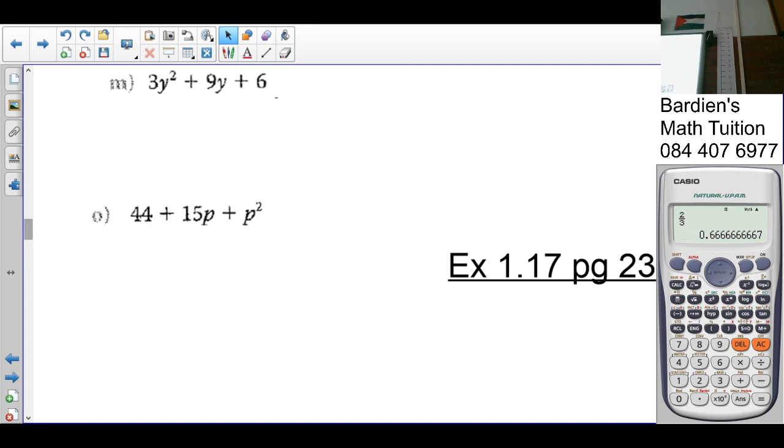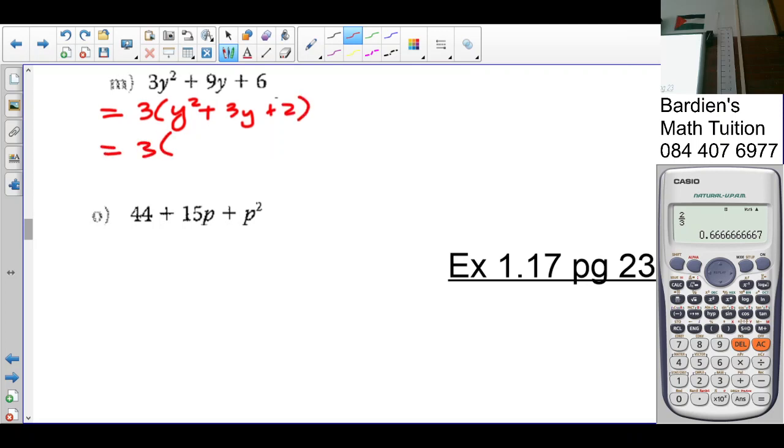So what needs to be done first here? Common factor. I'm left with y squared plus 3y plus 2. Now the product line. What goes on the line? 1 and 1, 1 and 2.